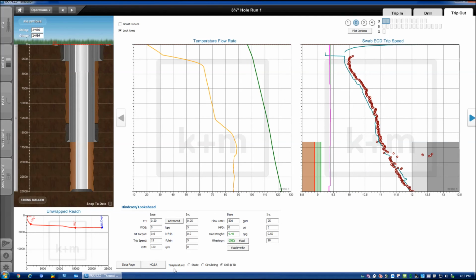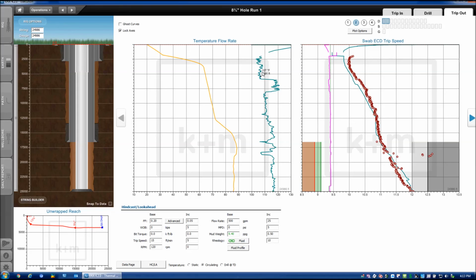And you'll notice in all tripping sub-operations within ERA, we now have three options. We have static conditions, so we assume that the wellbore temperature is static, even if we are circulating. Then we have circulating, which is appropriate for backreaming or pumping out operations. And then we have drill at TD, where we use whatever the temperature profile was when we were drilling at TD. For this well, you'll notice that the ECD, while we were backreaming out, modeled versus measured, agrees really well whether we use the drill at TD temperature or the circulating temperature. And that's just simply because there's not much difference in this particular example between those two simulations.